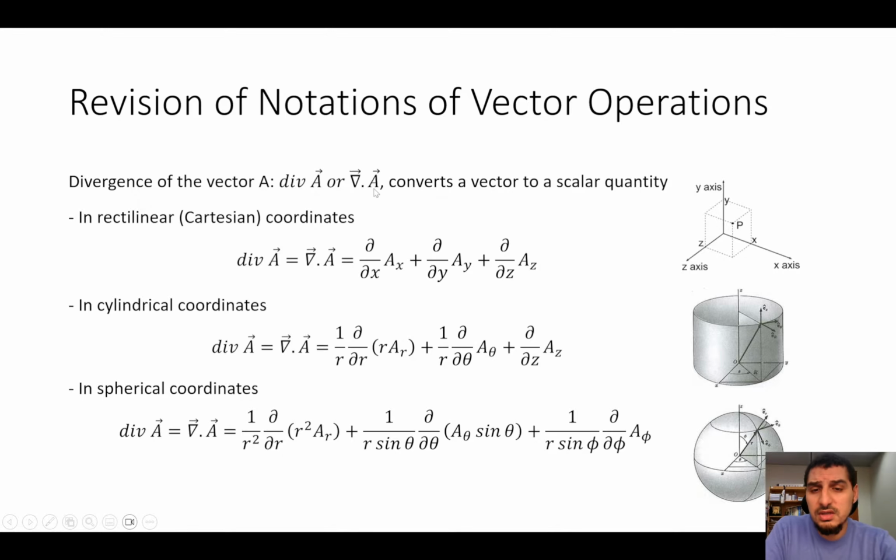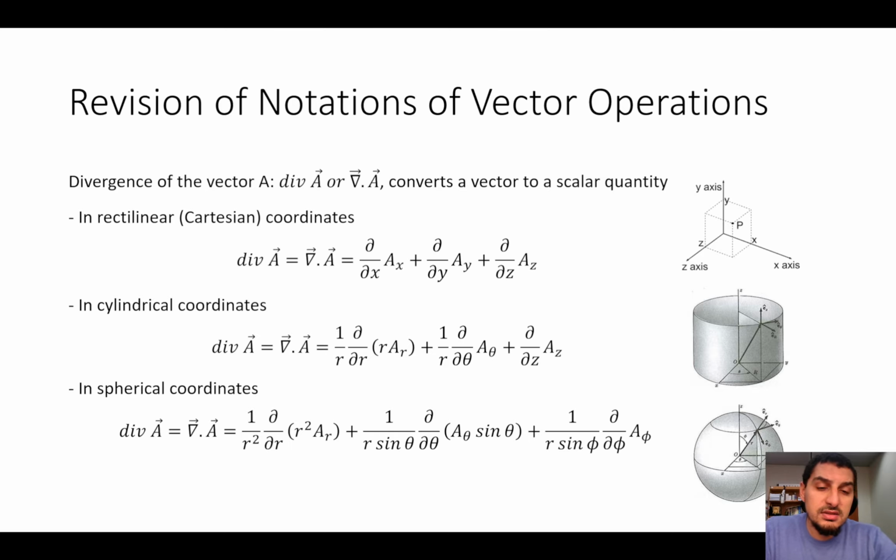So we use this dot product between the del and A for the divergence of A, or del dot A, which is the derivative of the component of A in the x direction with respect to x, plus the derivative of the component of A in the y direction with respect to y, and the same for the z direction. So what we get here is a scalar quantity, so we'll have just one number at the end for this divergence. And of course this is the same for the cylindrical and spherical coordinates.